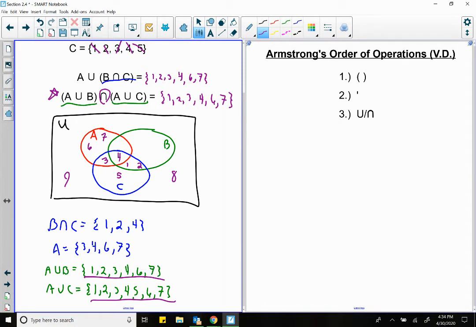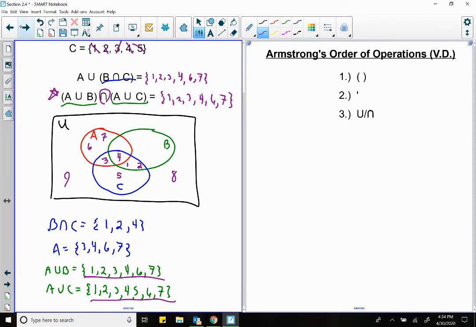That's what they both have in common. See? 1, 2, 3, 4, 6, 7. That's the intersection between them, and that's the answer to that problem. See, nothing crazy. Even though these things look longer and you got more sets, it's all still the same information. You take it a piece at a time. Use these order of operations to help you out.